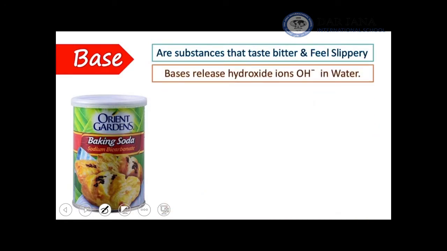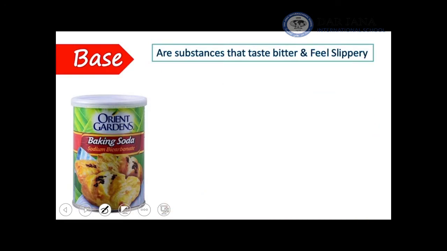Now for the bases. Unlike acids, they don't have a sour taste, they have a bitter taste, and they feel slippery. You can try this. If you try to grasp a piece of soap, it will slip out of your hand, because it's the property of bases. Soap contains base.